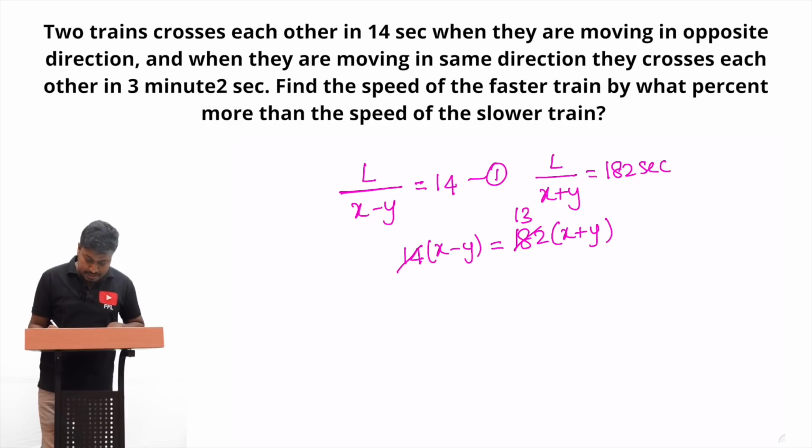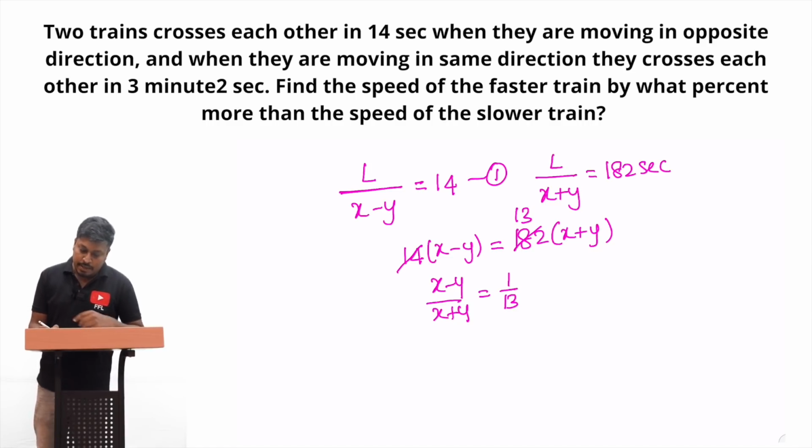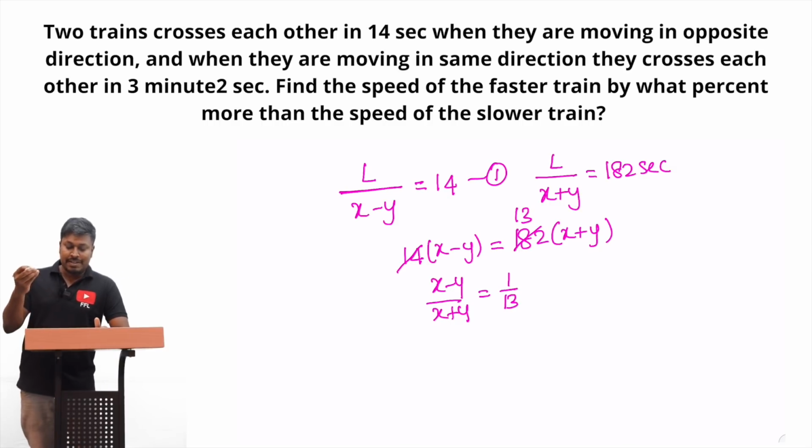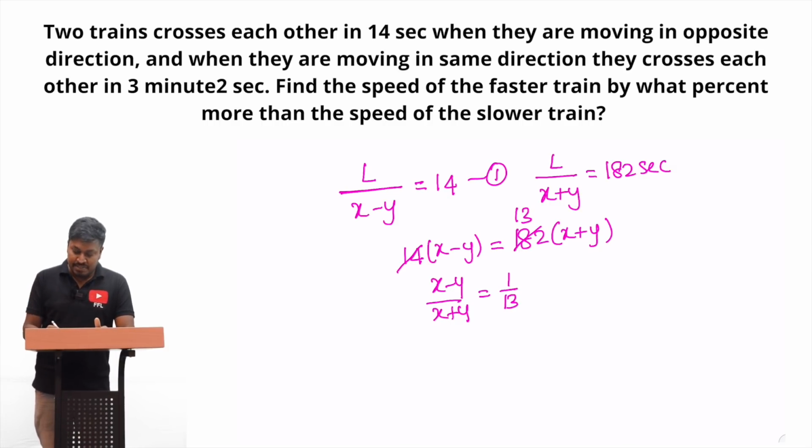Yes, so this can be written as (X minus Y) divided by (X plus Y) is equal to 1 by 13. What are they actually asking us? Find the speed of the faster train more than the slower train. So we have to find the faster train value and the slower train value, which means the value of X and Y, and then we have to compare it.